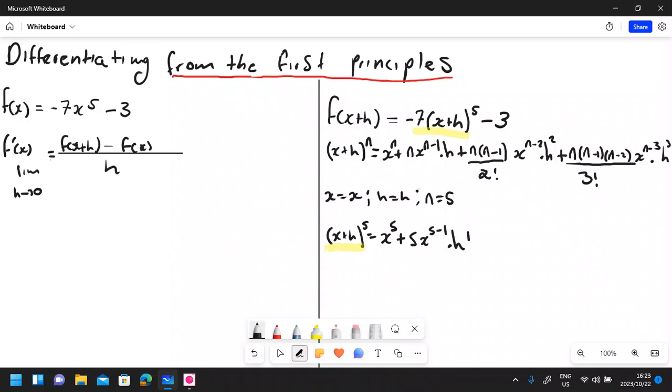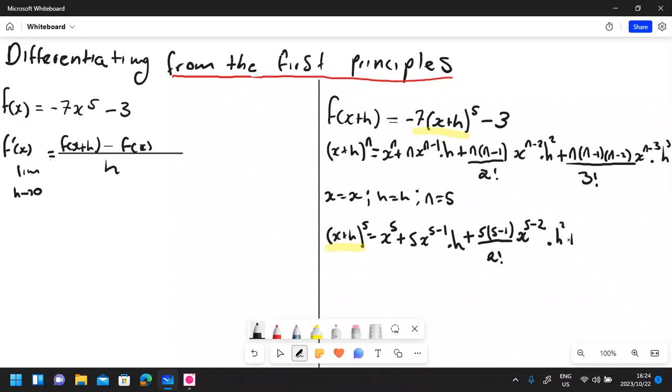And then we go to the third term. Now the third term is going to be n multiplied by (n minus 1) divided by factorial 2 multiplied by x to the power of n minus 2 multiplied by h squared. So let's change here. We know that our n is going to be 5, then (n minus 1) is going to be 5 minus 1, and this factorial here is going to be 2 factorial. And then we have x, and what is our n? Our n is going to be 5, so it's going to be 5 minus 2, and then our h is h, so this is going to be h squared.